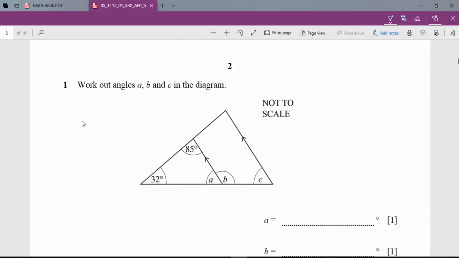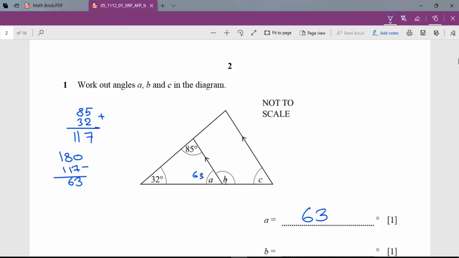Now let's add these two angles together. 85 plus 32 is 117. Then 180 minus 117 is 63, so angle A is 63 degrees. So we got A is 63.